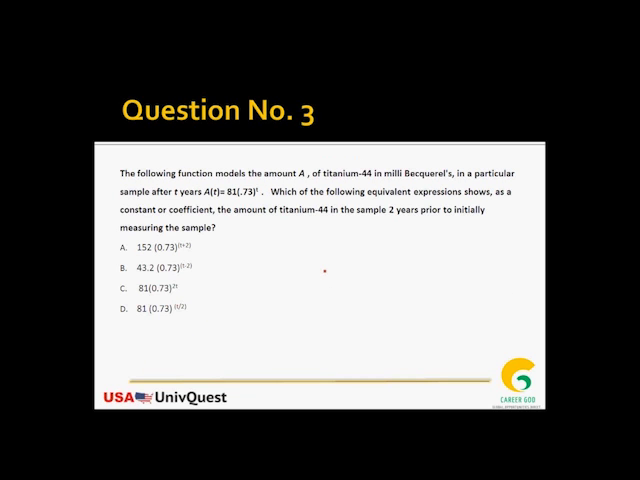So this is a question on exponential function. This is also a question related to one of the topics in Passport to Advanced Math, exponential modeling. The following function models the amount A of titanium 44 in millibecquerels in a particular sample after t years. A of t is equal to 81 into 0.73 to the power of t. Which of the following equivalent expressions shows as a constant or a coefficient the amount of titanium in the sample 2 years prior to initially measuring the sample?